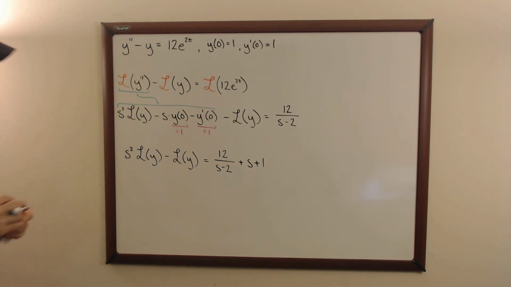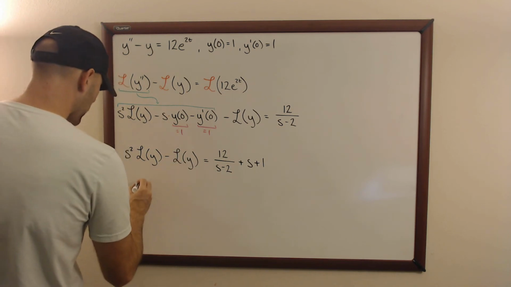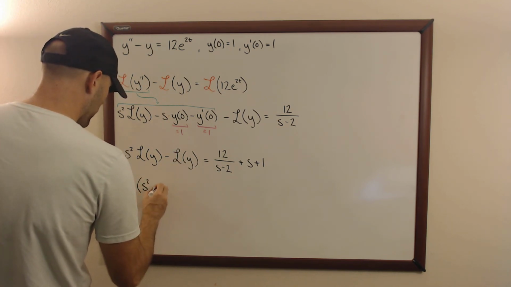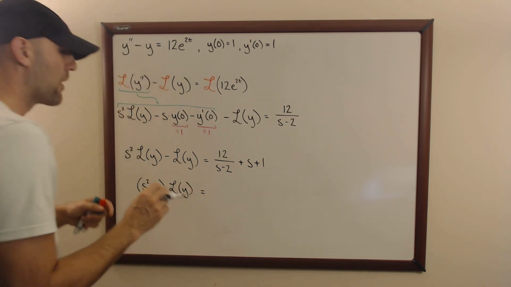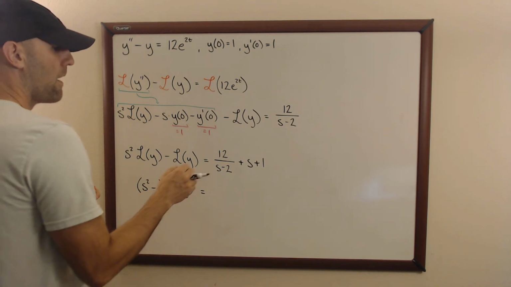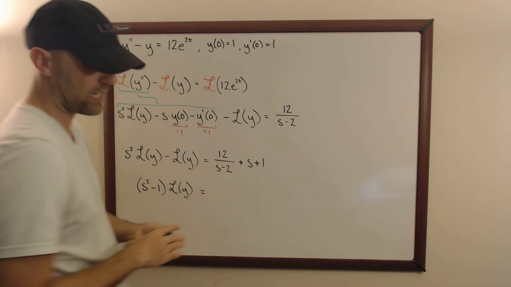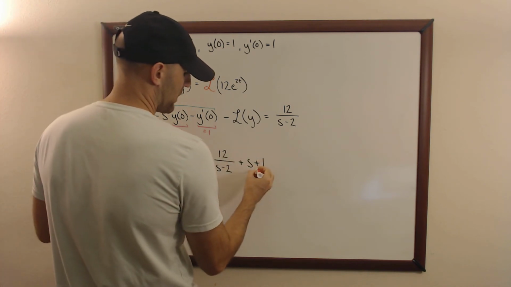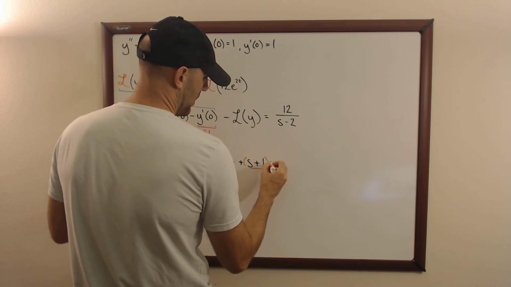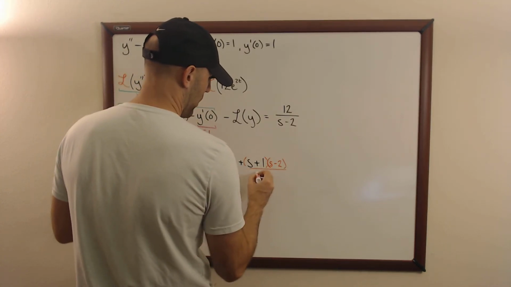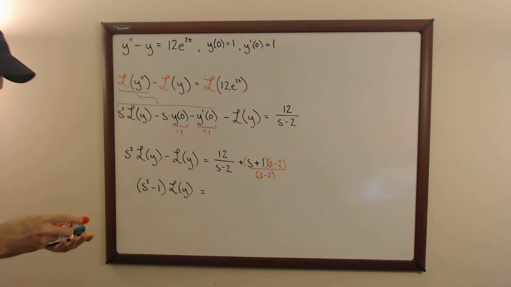Okay. Now I'm going to do a little bit of simplification on the right-hand side. On the left-hand side, I'm going to factor out Laplace transform of y. So on the left-hand side, I have s squared minus 1 times the Laplace transform of y. And on the right-hand side, I'm actually going to add these two things together, right? So this is s plus 1, technically, we could call this s plus 1 times s minus 2 over s minus 2, right? Okay, that gives me my common denominators. I can actually add those things together.